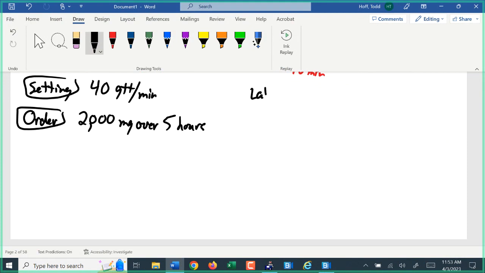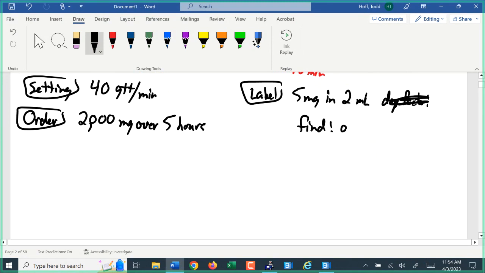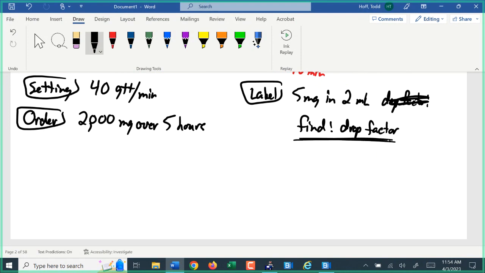And our label on the supply is telling us that this is, check the right one here, 5 milligrams in 2 milliliters with a drop factor, oops, sorry, we're going to find the drop factor. So that's our missing piece of information here, the drop factor. Let's go ahead and see what we come up with here.